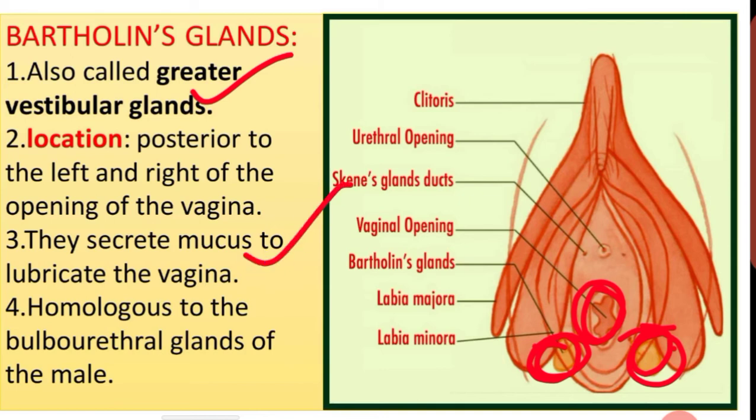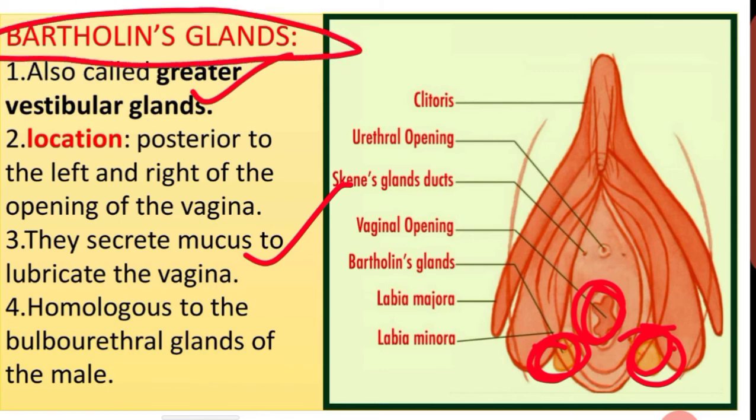They secrete mucus to lubricate the vagina. The gland that gives lubrication to the vagina and secretes the fluid is the Bartholin gland. Where is it located? Left and right side of the vagina, posterior to the left and right side of the vagina. Right? They secrete mucus which lubricates the vagina. They are comparing this Bartholin gland to a male reproductive system part.